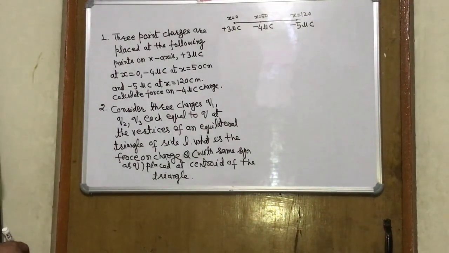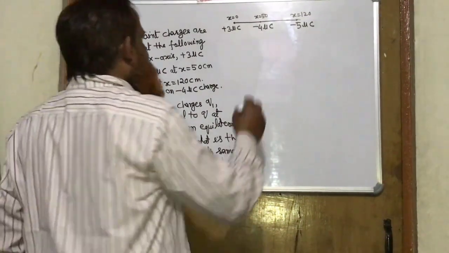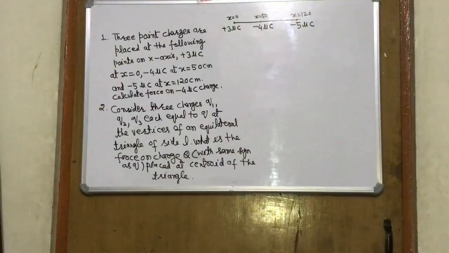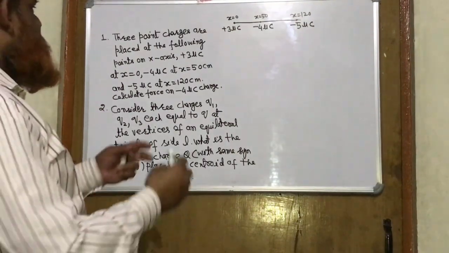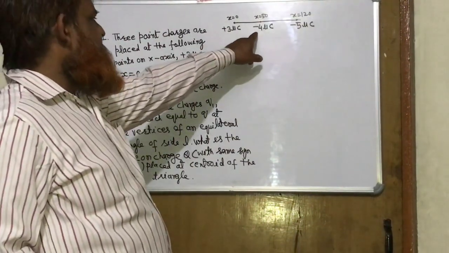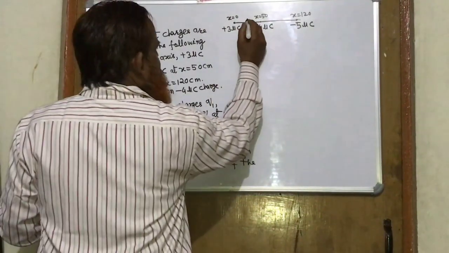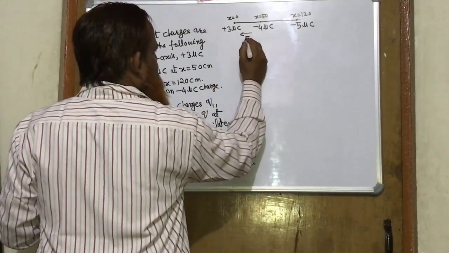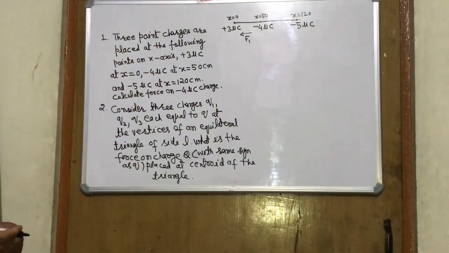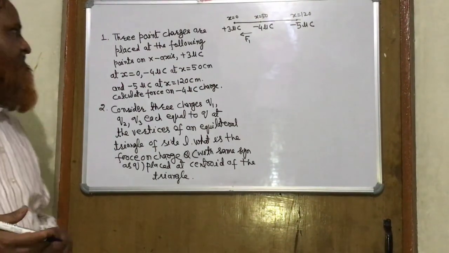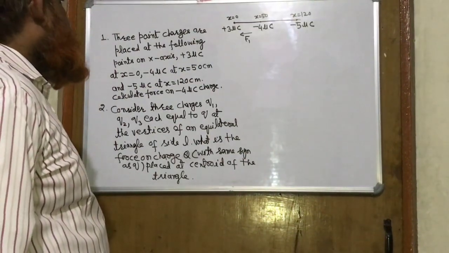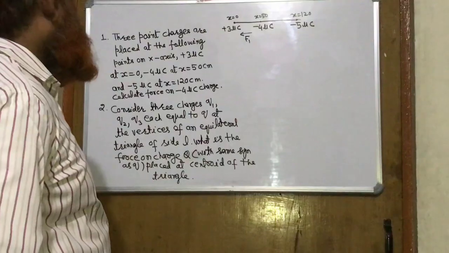In this diagram, the force exerted by 3 microcoulomb on minus 4 microcoulomb will be attractive, because we know that the force between unlike charges is attractive. It is plus and it is minus, so it will be attractive. Suppose it is F1. F1 is the force between 3 microcoulomb and minus 4 microcoulomb. Because 3 microcoulomb is exerting the force, we take the direction towards plus 3 microcoulomb.